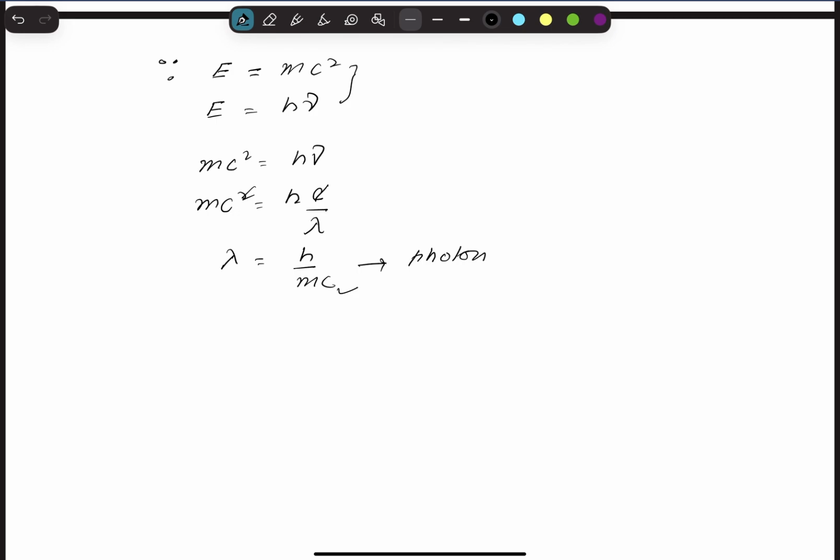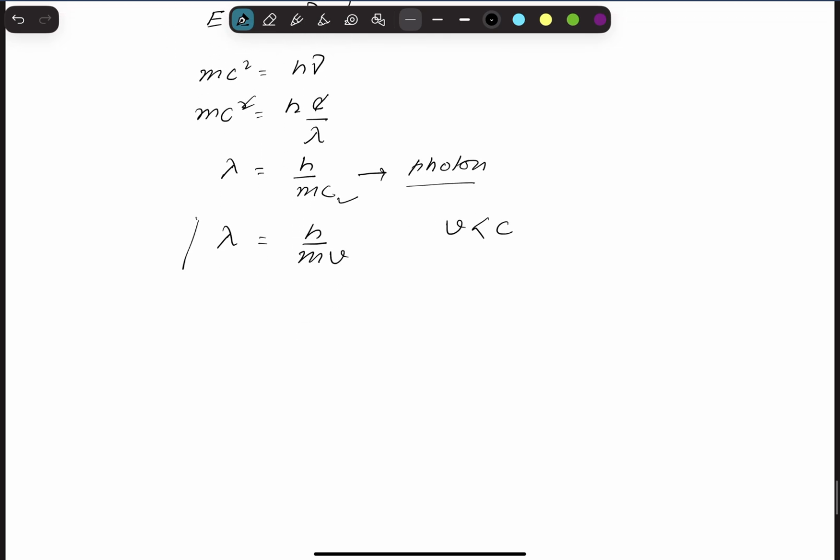So he said that if this is true for photon, it must be true for other elementary particles as well, that is electron and all. So then he modified it and wrote it as m into v, where v is the particle velocity, which is obviously less than c. Now this is the expression for De-Broglie wavelength. This De-Broglie wavelength we can write in various forms, like in terms of kinetic energy and in terms of potential. First, h by p, in terms of momentum.